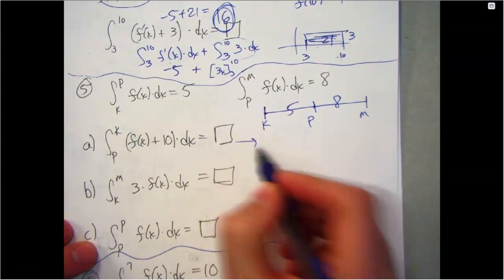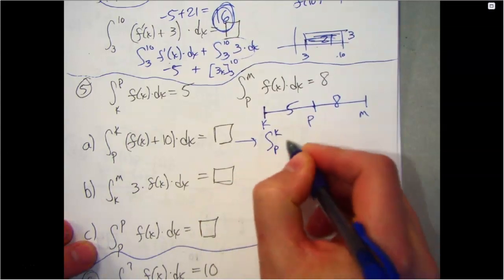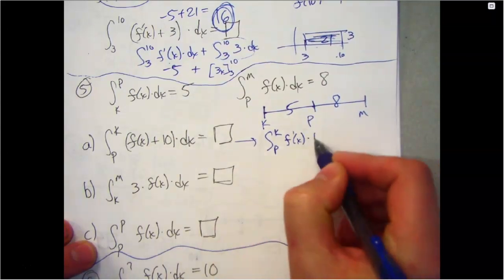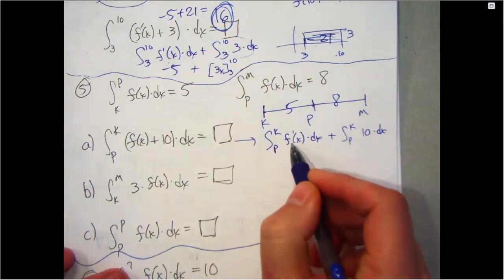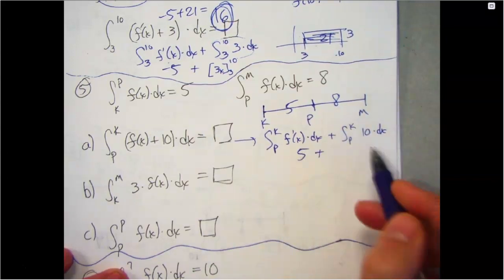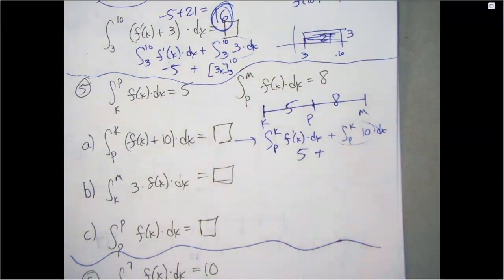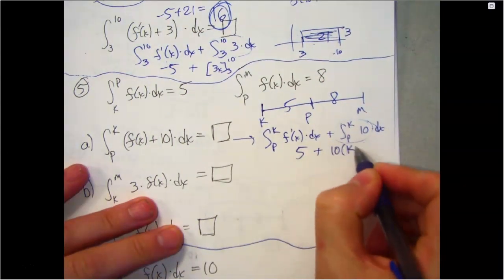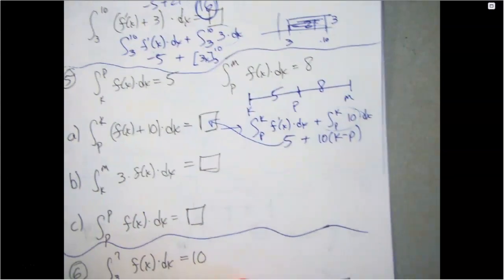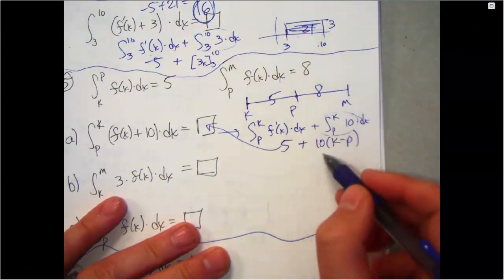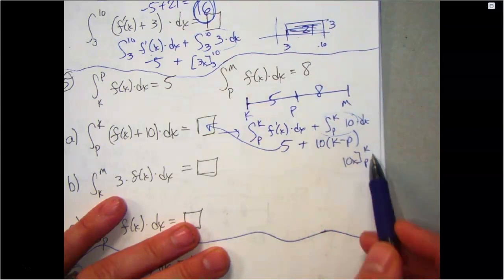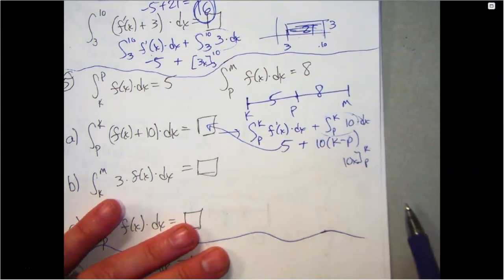Okay, so if I do A, I need to integrate from p to k of f prime, plus the integral from p to k of 10. If I integrate this part, p to k, they told me that equals 5. Plus, I have to integrate that. Well, that would be a rectangle with a height of 10 and a base of what? What would be the distance of the base? k minus p. So say that for your answer: 5 plus 10 times k minus p. If you integrated this, you get 10x from p to k. If you plug in, you get 10k minus 10p. Same idea.